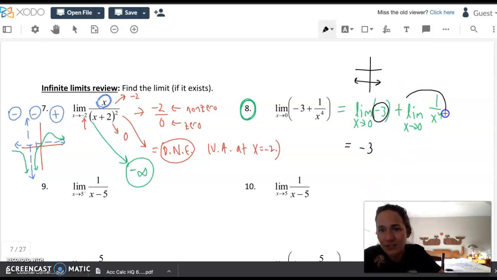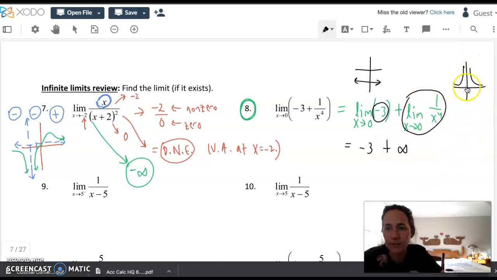How about this function separately? Think of 1 over x to the fourth. That is a hyperbola, but it always stays positive. If I raise any number to an even power, I'm going to get a positive back. You actually have asymptotes on the x and y axis, and it's going to grow forever around 0. The behavior of the function around 0, if you split that up, is that it increases forever. Well, -3 plus numbers that are getting bigger and bigger and bigger, this limit is infinity.